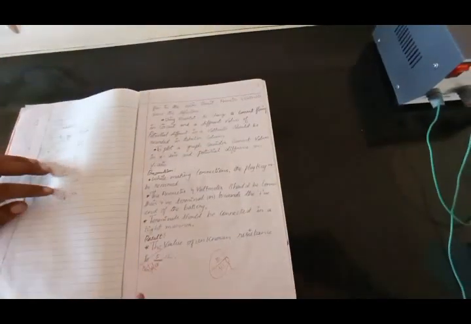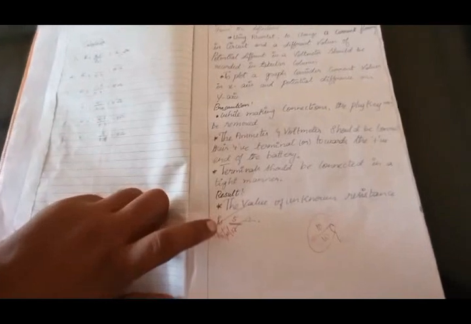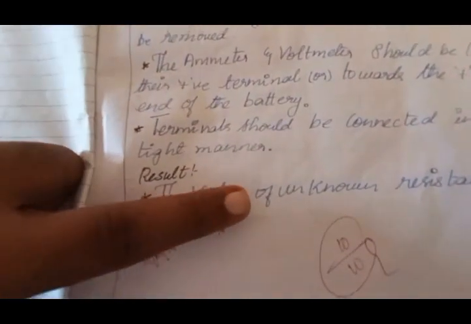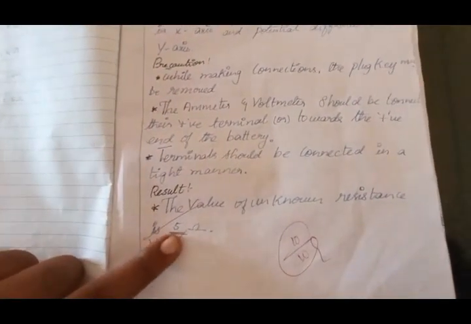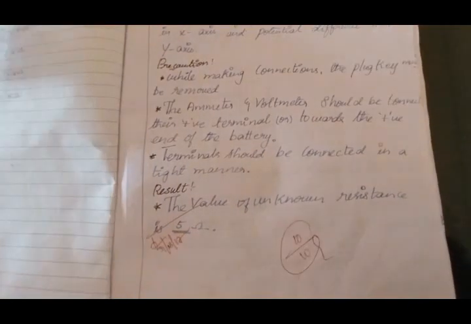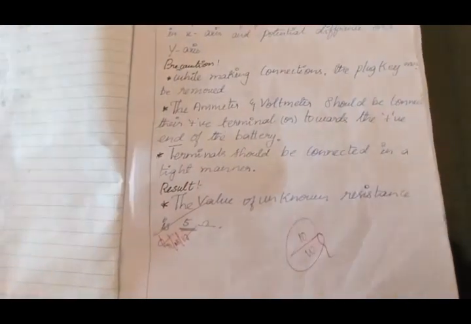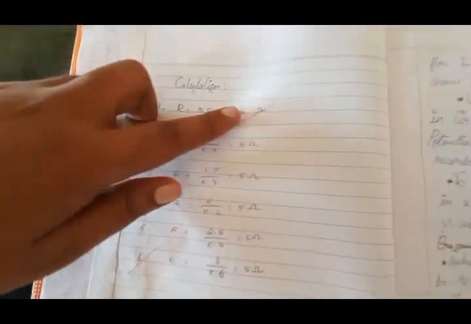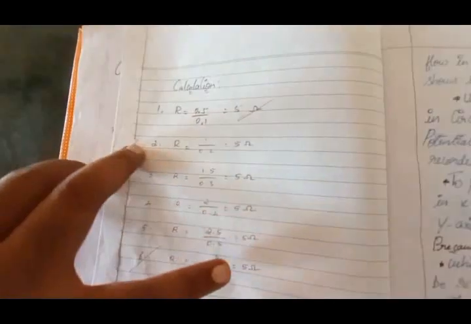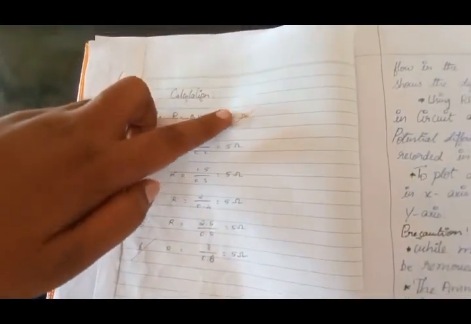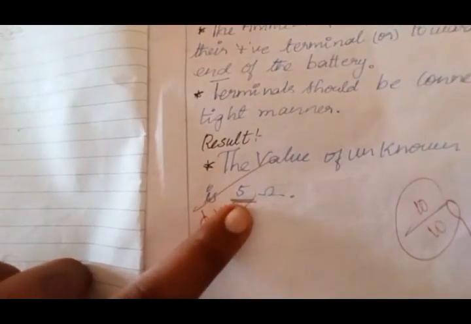Then finally you have to write the result. Here you can see that the value of unknown resistance is the value you have received. That particular reading has to be written over here, after getting the average of 5 readings. Sometimes someone might receive 5, 4.8, 4.8, 4.6. Likewise, you might receive different values. If you average all those readings, the final reading you receive has to be written in this result column.